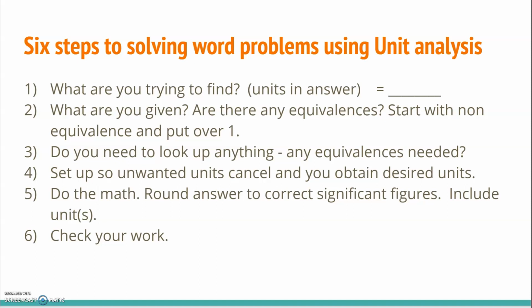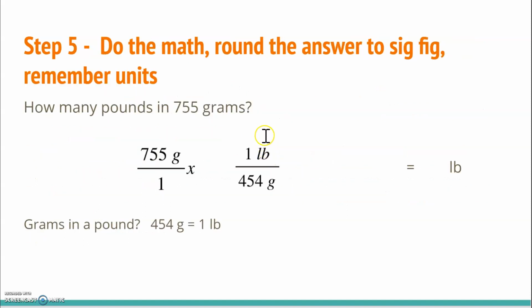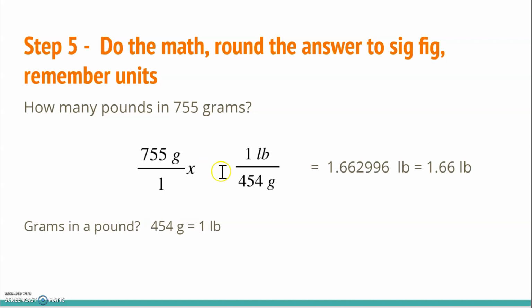Step 5, do the math, and then round your answer to the correct significant figures. And don't forget to include your units. I already put the units there, so I shouldn't forget them. So here we have, I take out my calculator, 755 divided by 454. And that gives me a long number, like 1.662996 pounds.